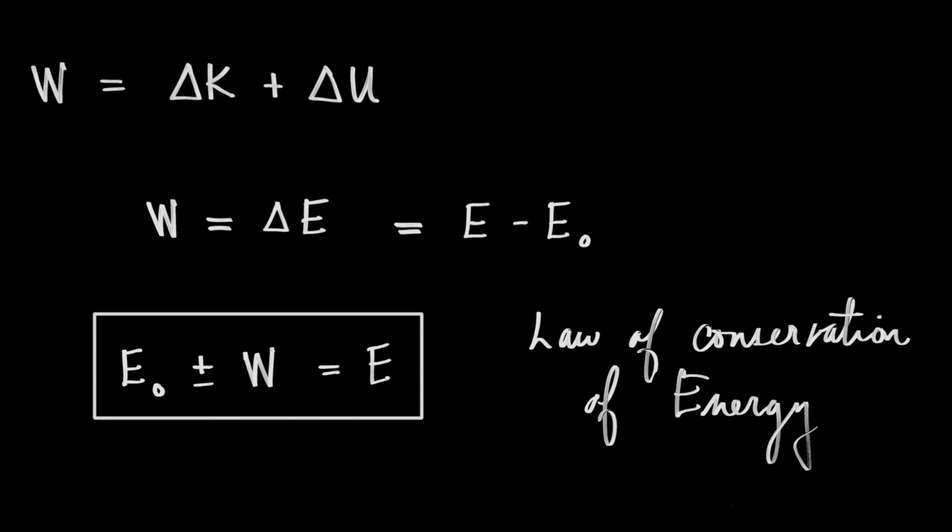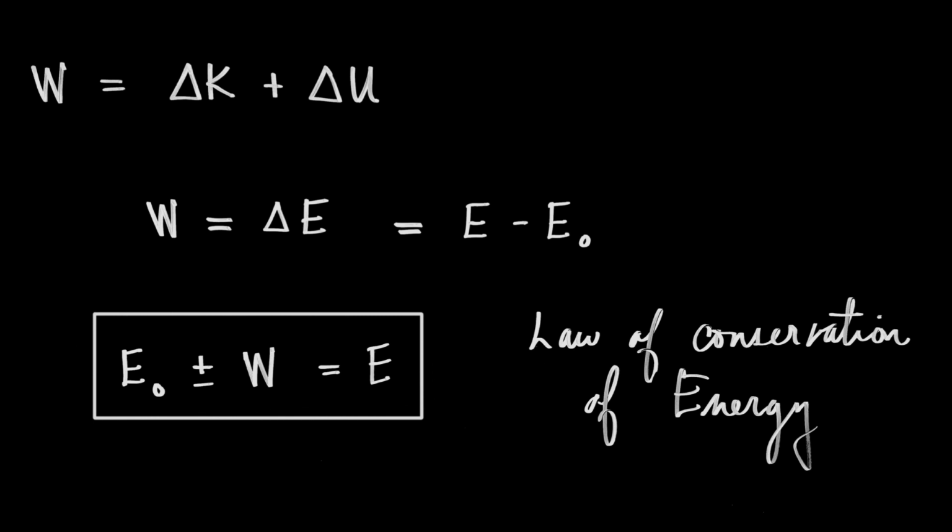Here on the left-hand side of the equation is the work done by non-conservative forces. If no work is done by non-conservative forces, then the change in energy is zero. If there's no work done by non-conservative forces, then the energy does not change. When a quantity doesn't change, we call it conserved. That's why they're called non-conservative forces.